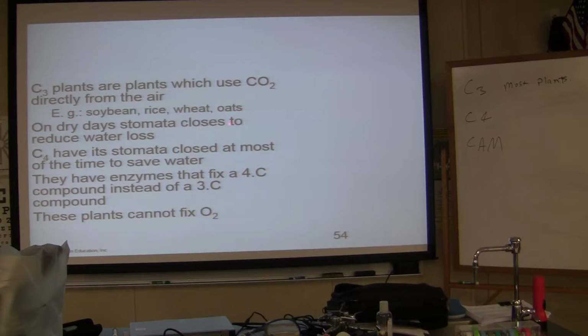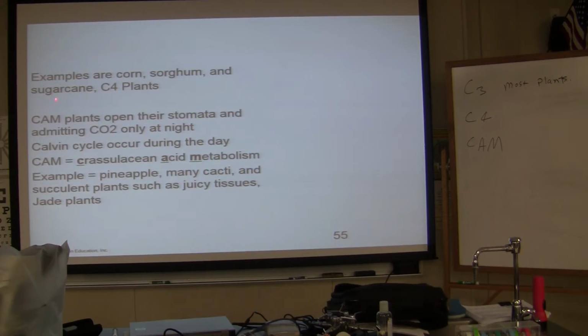On dry days, stomata close to reduce water loss. C4 plants have their stomata closed most of the time to save water. They use an enzyme to fix a 4-carbon compound instead of a 3-carbon compound. These plants cannot fix oxygen. So C4 plants do not do oxygen fixation. They do not release oxygen into the atmosphere. Did I give you any examples of C4 plants? Corn, sorghum, and sugarcane. Those are examples of C4 plants.